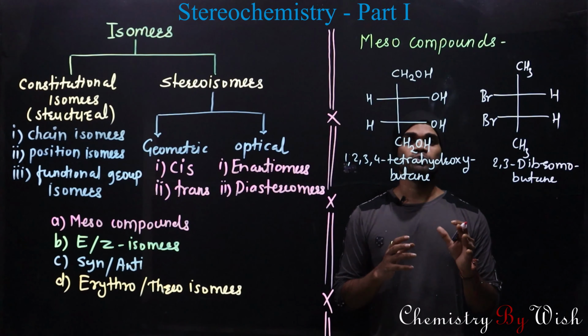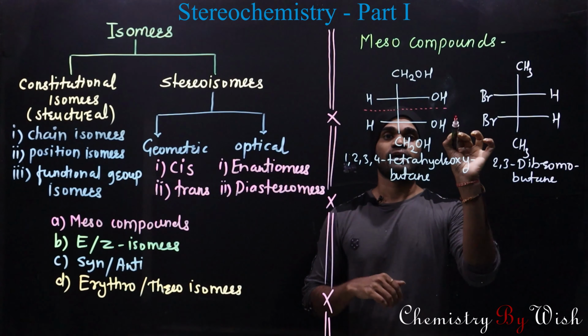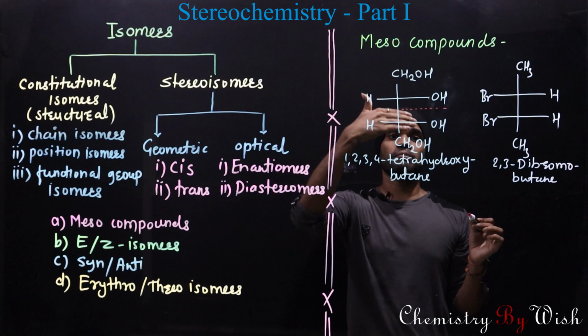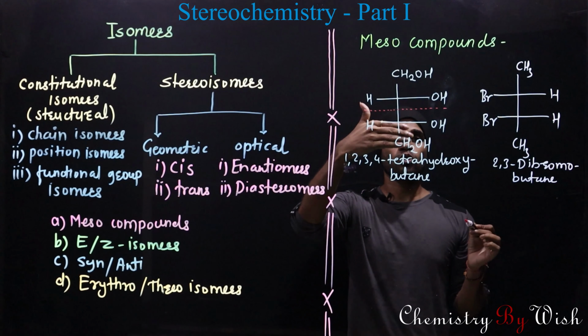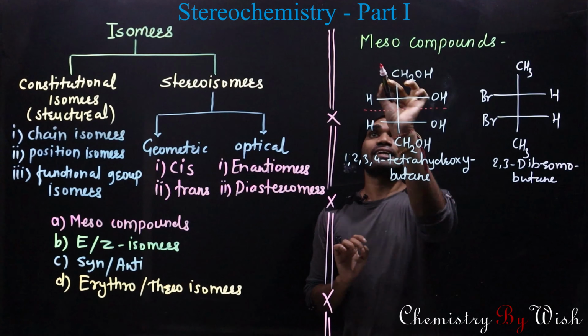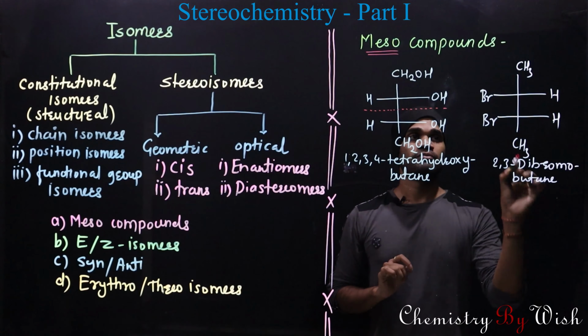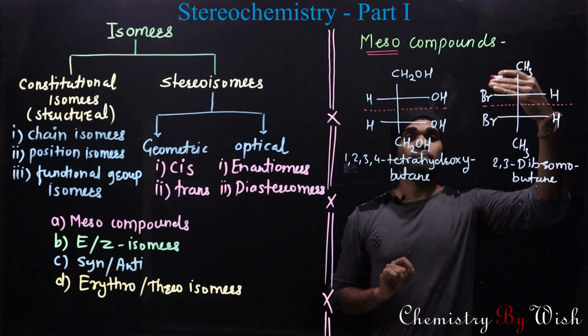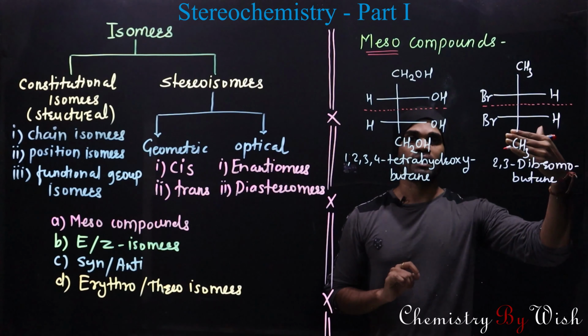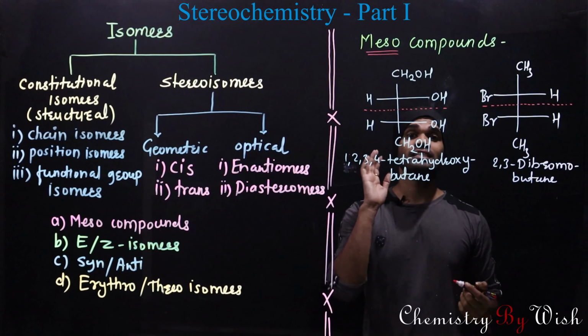Suppose we take an example, 1,2,3,4-tetrahydroxybutane. If we draw a plane between these two chiral centers, we get a mirror image of the upper part. This upper part is exactly the mirror image of this lower part. So if a molecule contains a plane of symmetry, it is called a meso compound. Similarly in this structure, 2,3-dibromobutane, if we draw a plane of symmetry or a mirror plane, the upper part is exactly the mirror image of the lower part, meaning this compound is also called a meso compound.